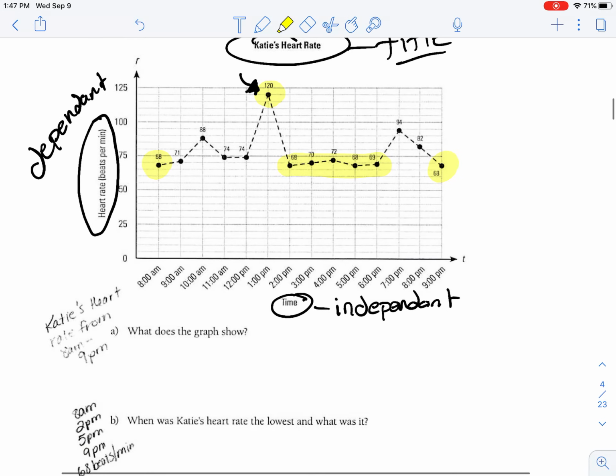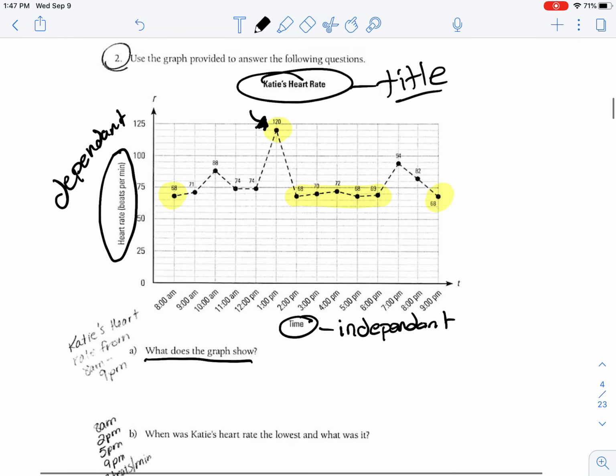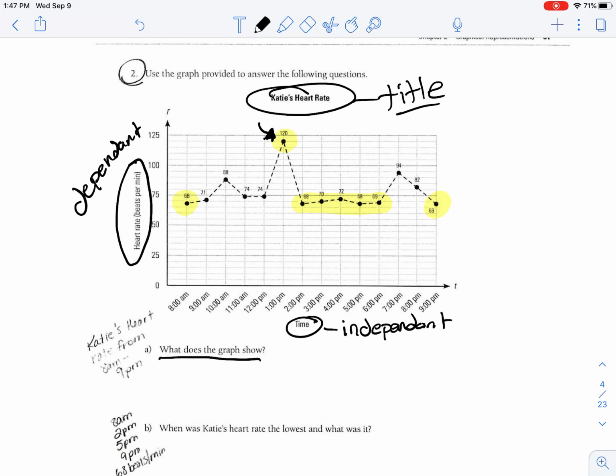Okay, so let's look at this question first. So always analyze before you go to the questions. So what does the graph show? Well, our graph shows Katie's heartbeat.